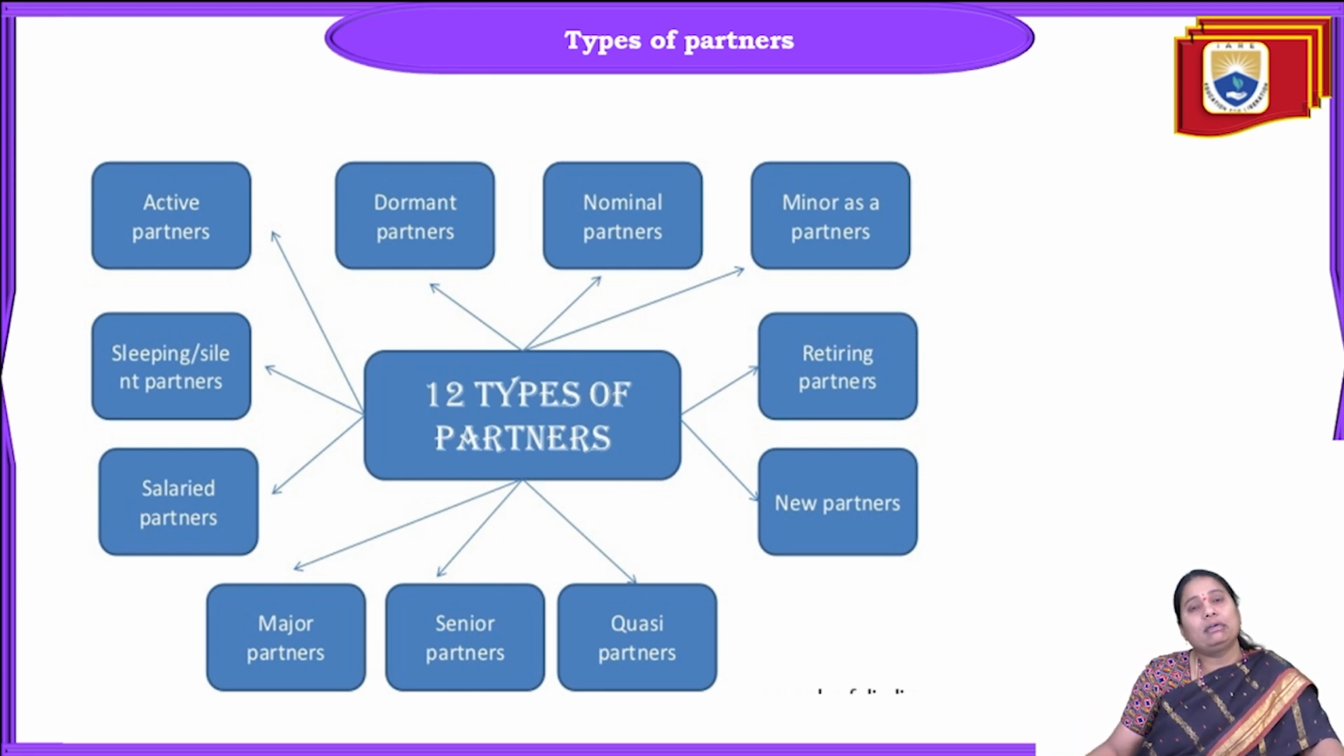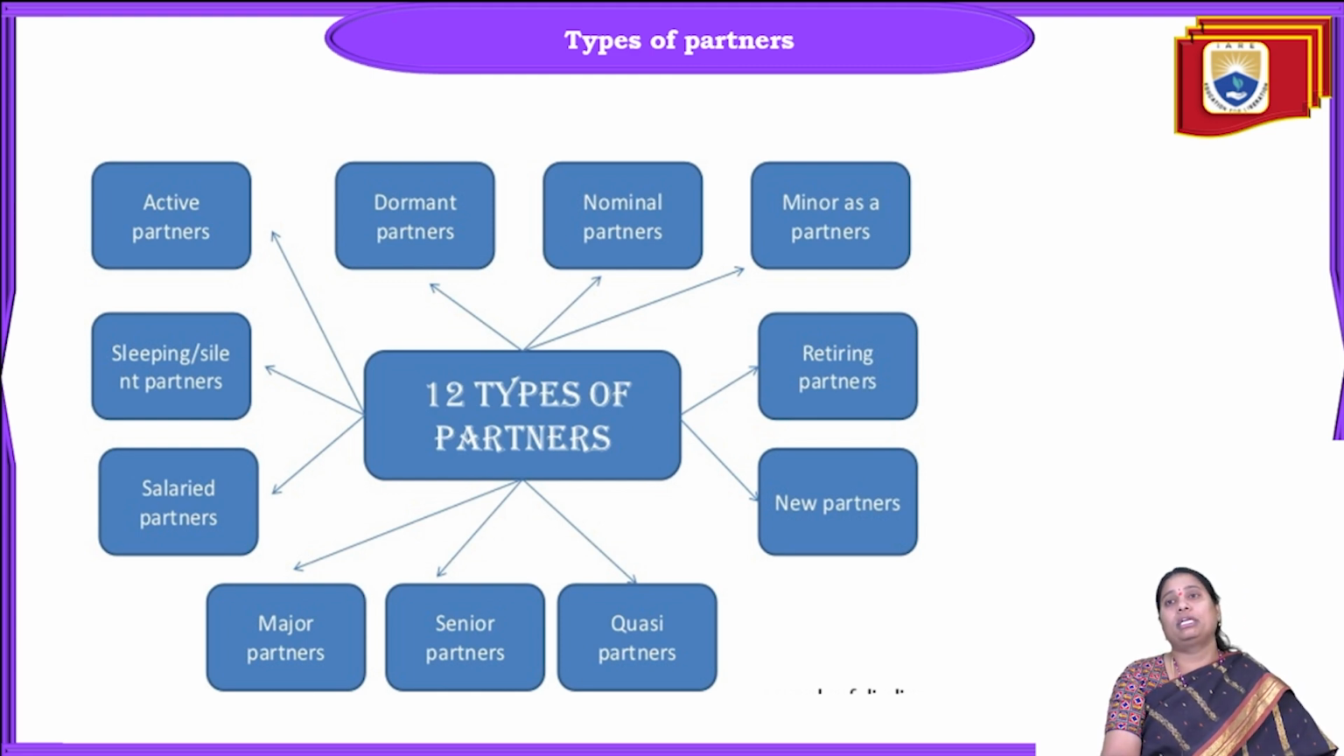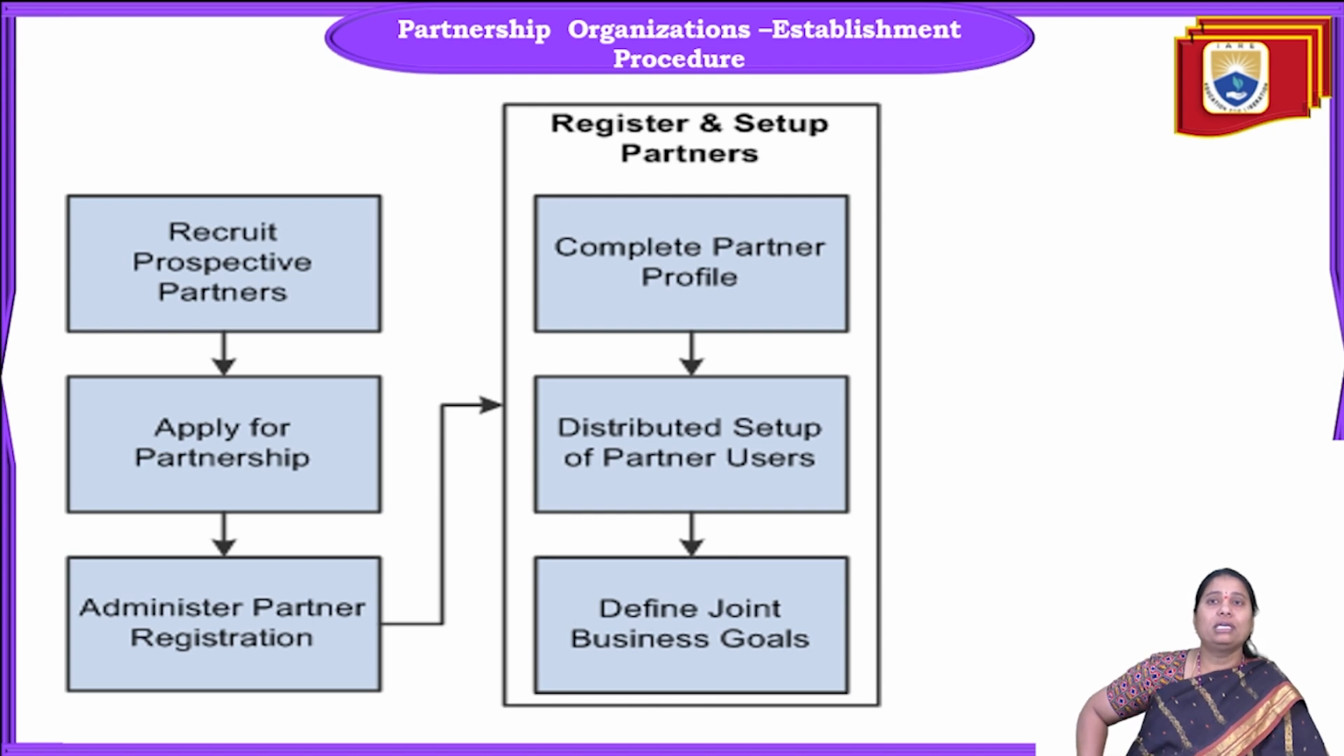And if a new partner has joined, the previous one will be called a senior partner. And if they have entered only for contractual purposes, only for some time, then it is called a quasi partner. If that partner has died, then it is called a dormant partner. And a nominal partner is a person nominated on behalf of that dormant partner. Then there are the retiring partner and the new partner. If one is going to withdraw from the organization and is replaced with another person, these are all the different types of partners.